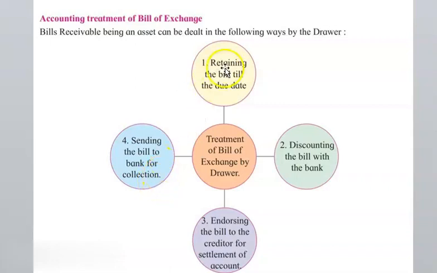So we have to remember case 1, retaining the bill, case 2, discounting the bill, case 3, endorsing the bill, and case 4, bill sent to the bank for collection. So these are the four treatments of bill of exchange that we are going to study in the next class. Journal entries are based on this.